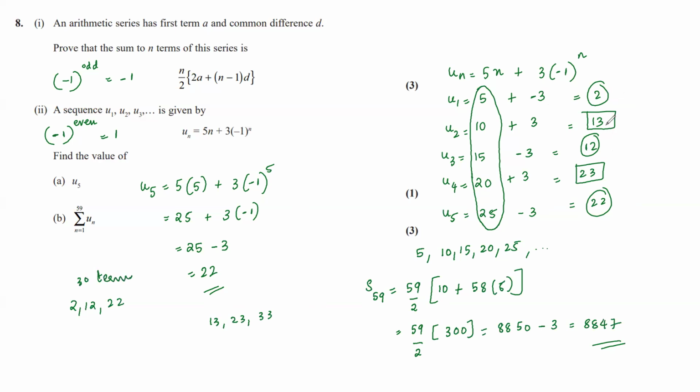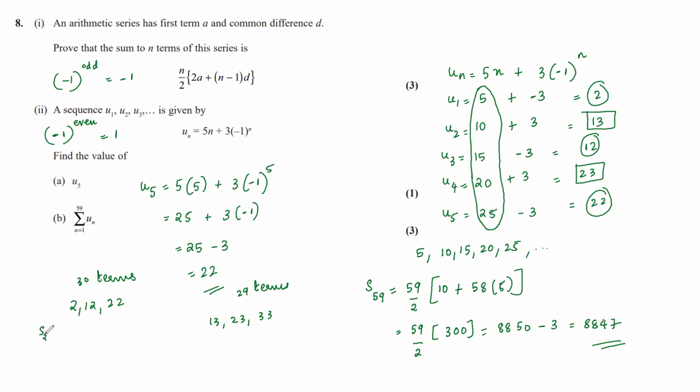Because 1, 3, 5, etc. up to 59, there are 30 terms. Whereas 2, 4, 6, etc. up to 58, there are only 29 terms. So this will be 29 terms here. Now we just have to find out the sum of first 30 terms and the sum of first 29 terms. You add them both, you will get the answer.